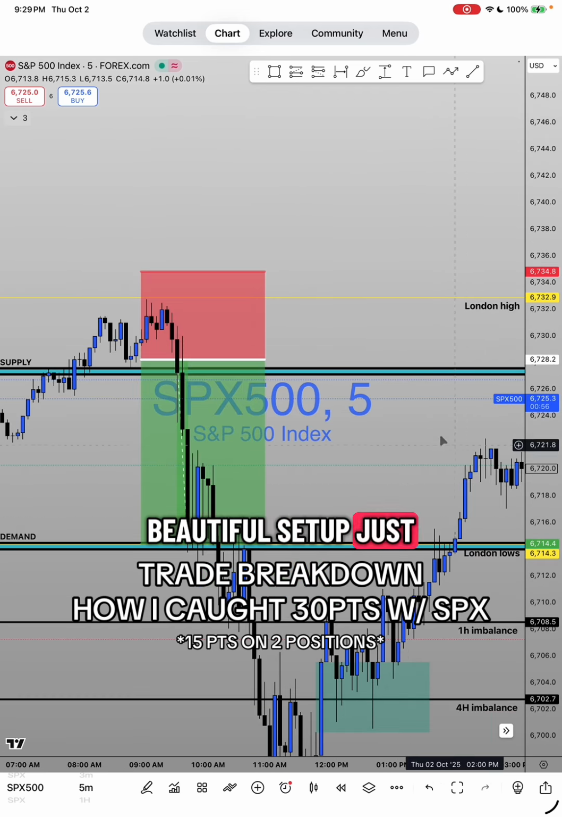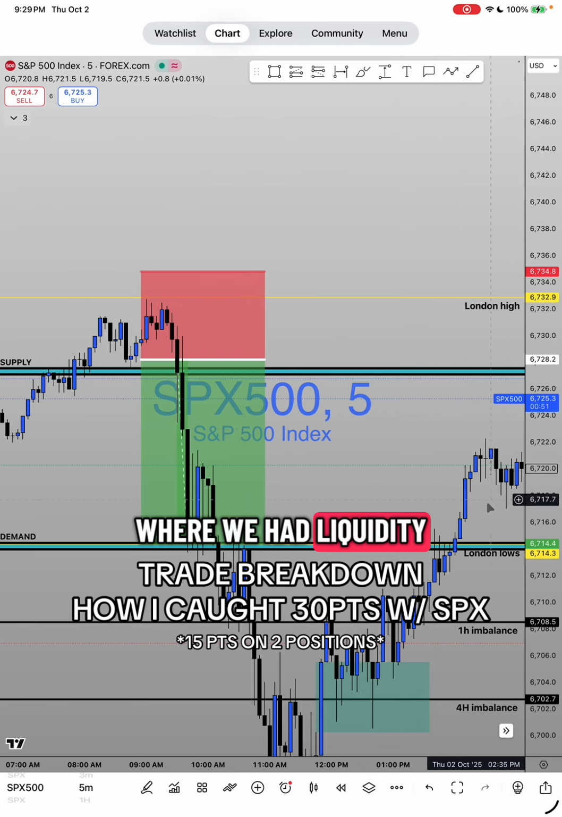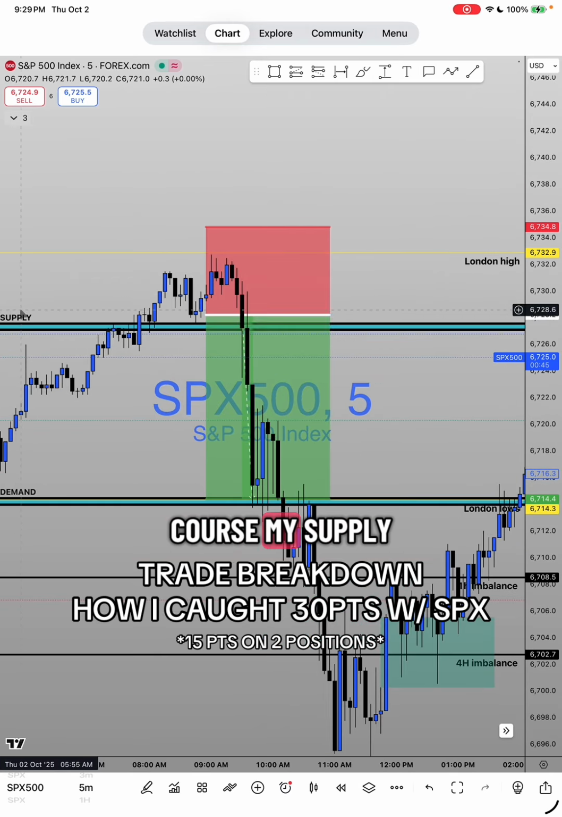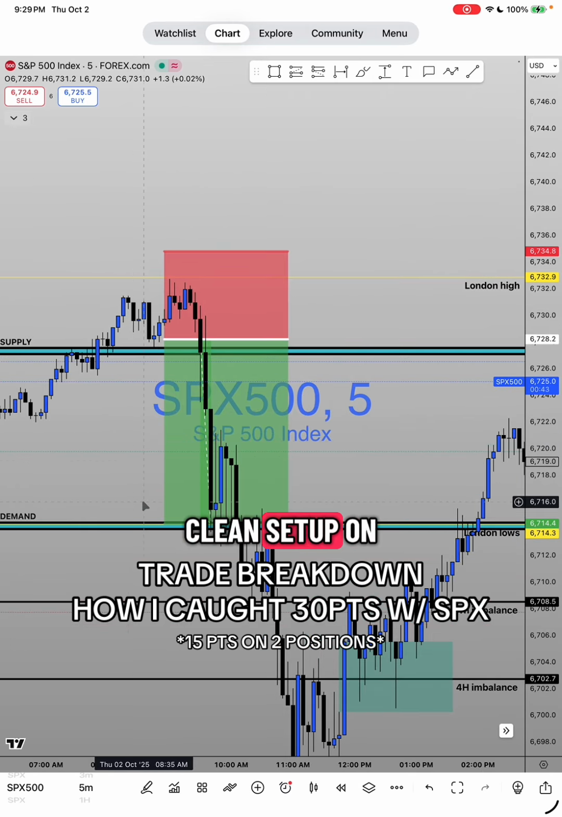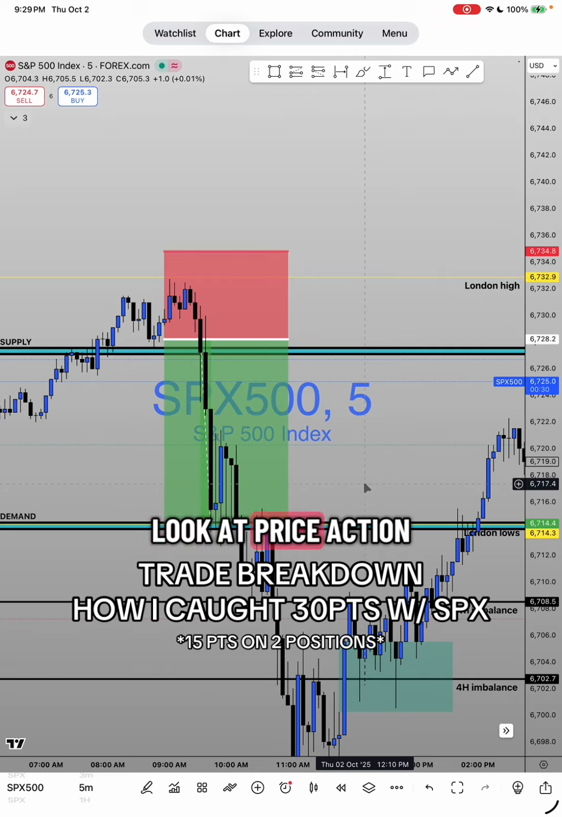This is a beautiful setup just based on price action, identifying London highs where we had liquidity, London lows where we had liquidity, as well as the 1 hour imbalance and the 4 hour imbalance, and then of course my supply and demand zone. This was a clean setup on simple execution. Simplify things, your trading becomes simple. If you notice, I have little to no indicators on my charts. I literally just look at price action, I look at how strong these volume candles are, and of course I use order flow on the side.